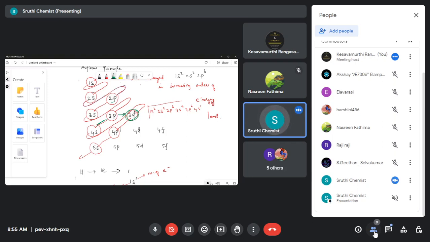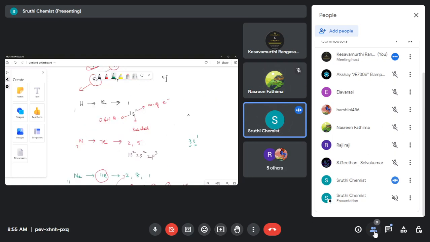So 2, 8, 8, 1. You are not filling the electrons in the 3d, you are filling the electrons in the 4s because the 3d energy level is greater. Now understood, right? Yes, ma'am. Okay.